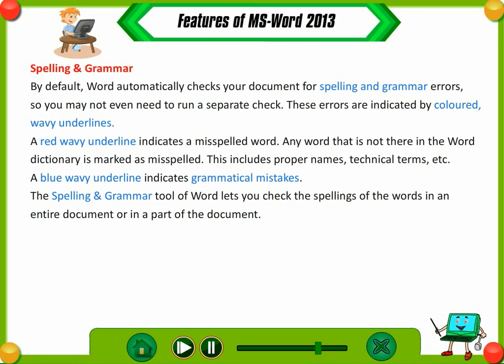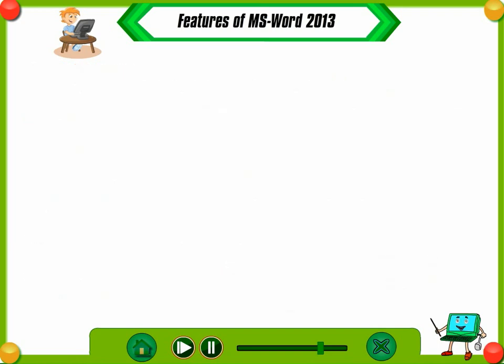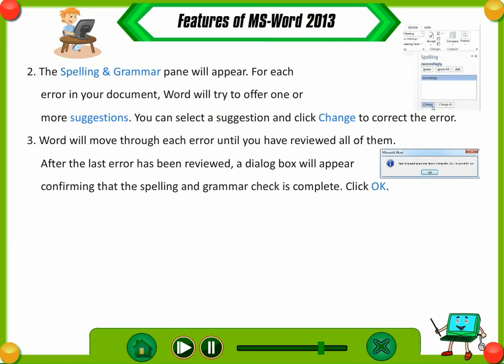The Spelling and Grammar tool of Word lets you check the spellings of the words in an entire document or in a part of the document. The steps to check spelling and grammar are as follows. From the Review tab, click the Spelling and Grammar command. The Spelling and Grammar pane will appear. For each error in your document, Word will try to offer one or more suggestions.